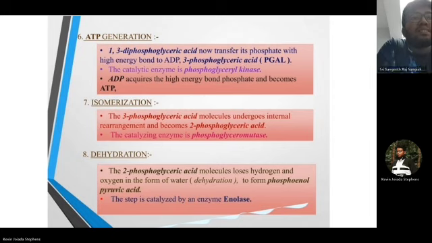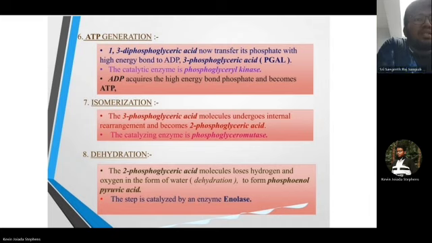ATP generation. 1,3-diphosphoglyceric acid now transfers its high energy phosphate bond to ADP, forming 3-phosphoglyceric acid. The catalyzing enzyme is phosphoglycerate kinase. ADP acquires the high energy phosphate bond and becomes ATP. Isomerization. The 3-phosphoglyceric acid molecule undergoes internal rearrangement and becomes 2-phosphoglyceric acid. The catalyzing enzyme is phosphoglyceromutase.